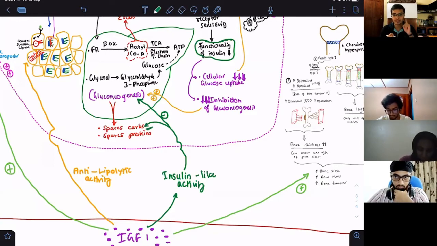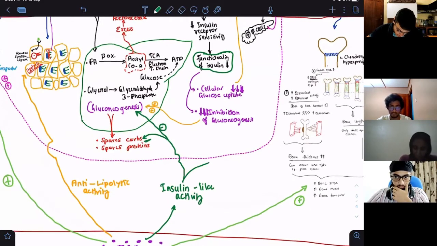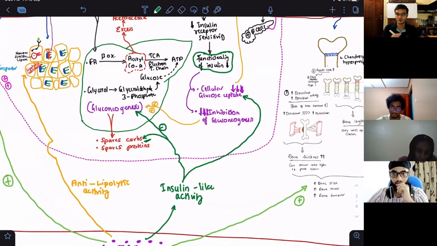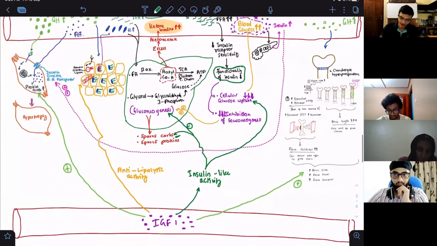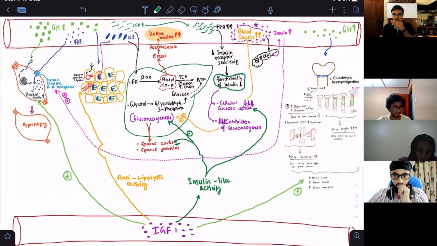Then another thing: what about the cellular uptake of glucose? Cellular uptake of glucose was reduced by the growth hormone. What does this fellow come and do? It increases cellular uptake of glucose. Now look at this overall picture, guys.